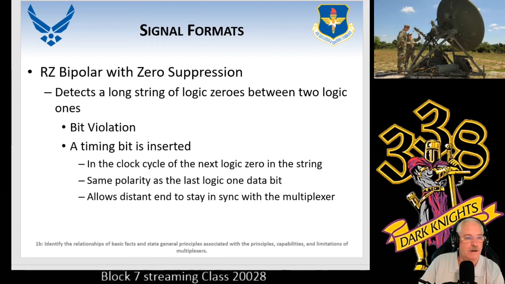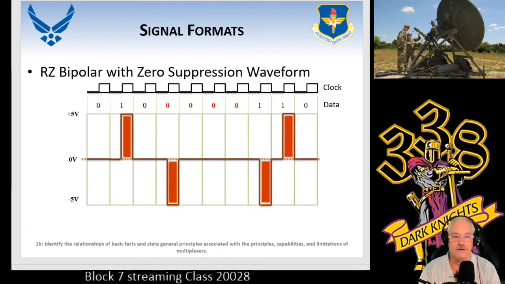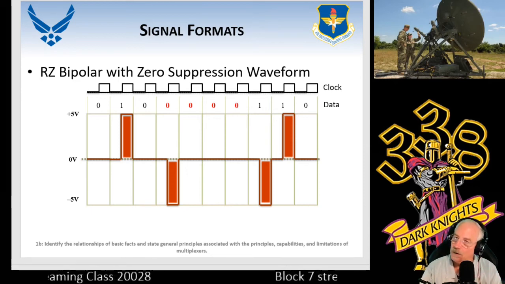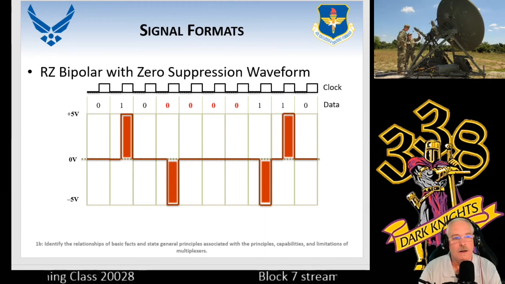So let's take a look at what's happening with our zero suppression. In this case, we're going to start just like the regular bipolar we saw earlier. We get a 0 in, it's going to stay 0. We get a 1 in, it's going to go to the high. We get another 1, it's going to flip-flop. This is where that HDB3, Hotel Delta Bravo 3, comes in.